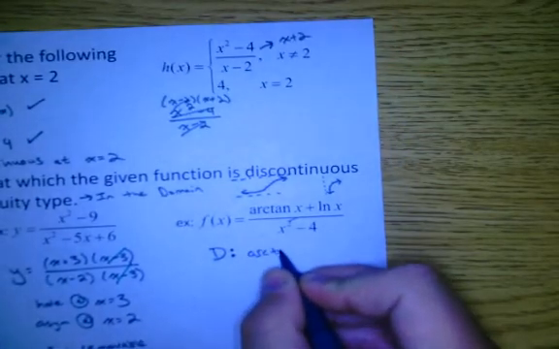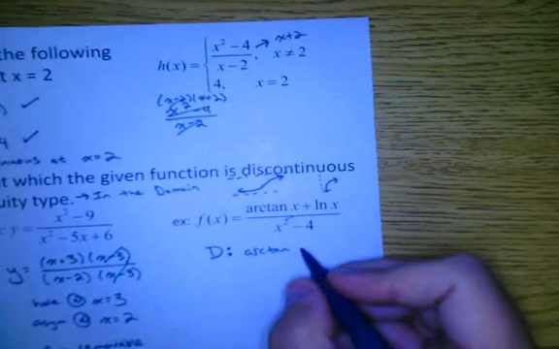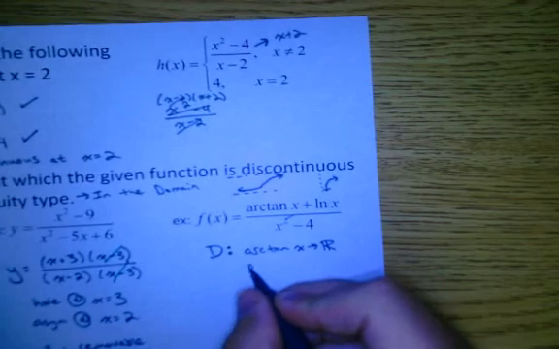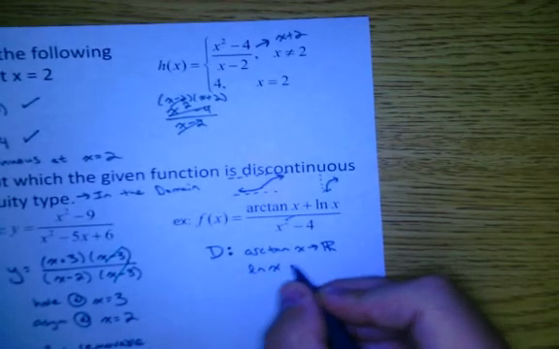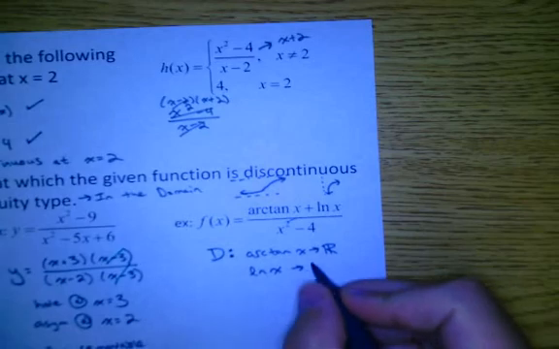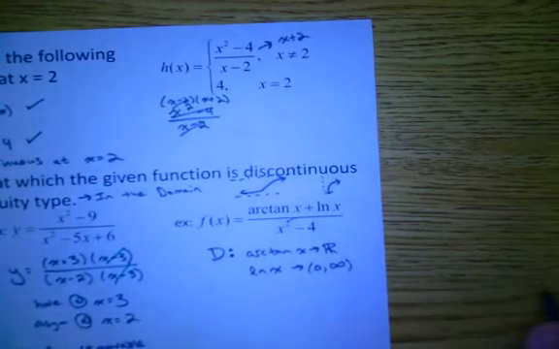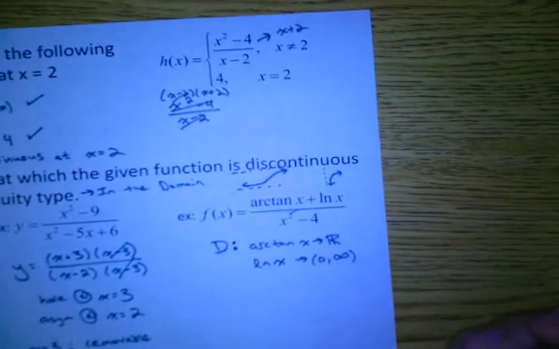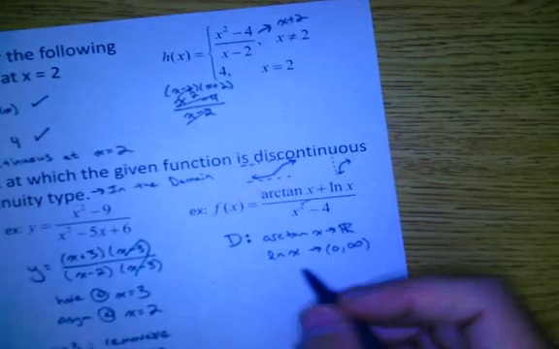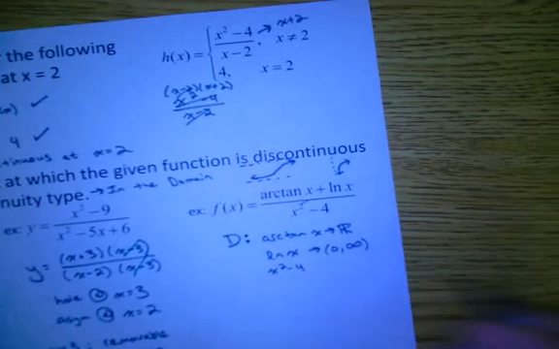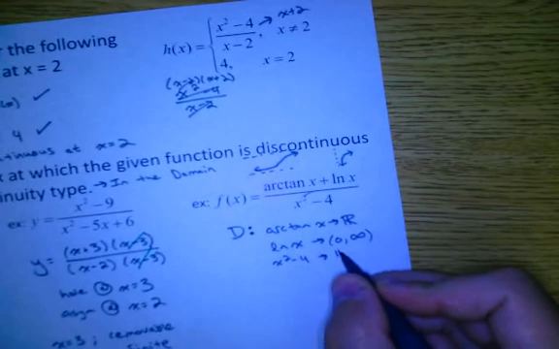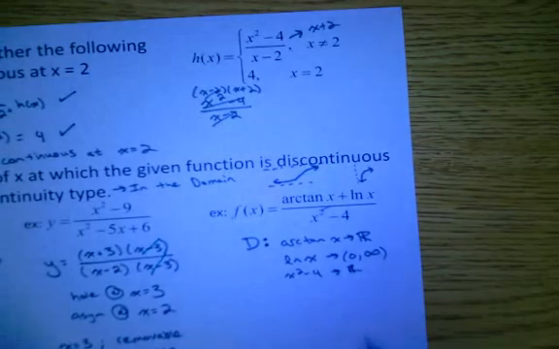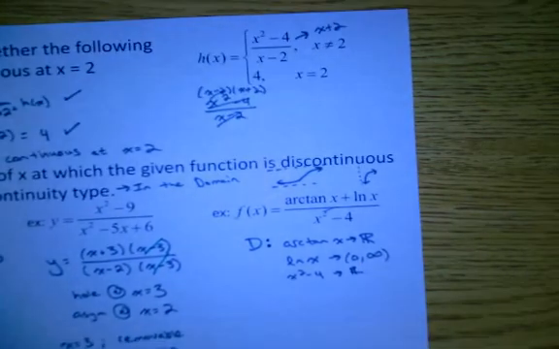So for the arctan, left to right, it can be anything it wants. So the domain is all real numbers. The ln of x domain has to be between 0 and infinity. It can't be any negative values or any 0 values. Okay? And for this x squared minus 4, that's going to be all real numbers as well. So I'm looking for the domain at the top and the domain at the bottom. So my answer has to be between 0 and infinity.